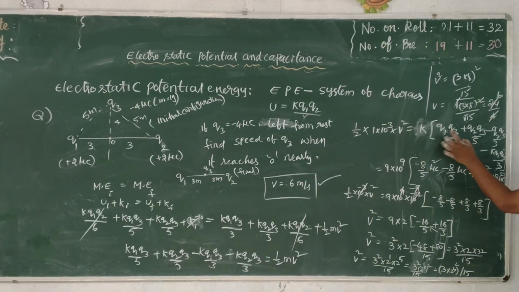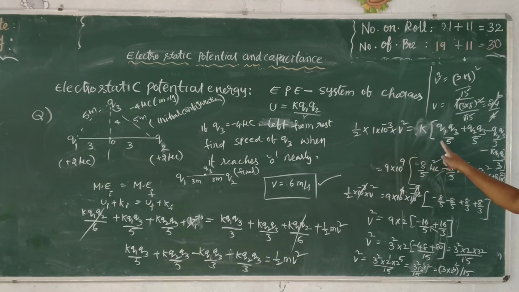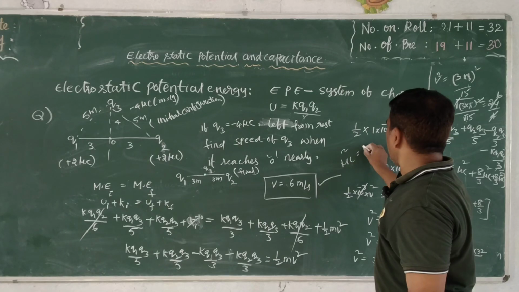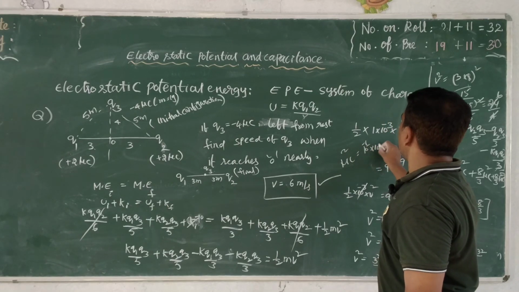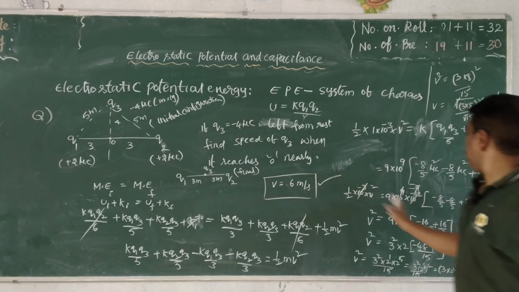Q1 Q3 by 5, Q2 Q3 by 5, Q2 Q3 by 5, 3, Q2 Q1 Q3 by 3. See here, Q1 means 2 microcoulombs. Q3 is minus 4 microcoulomb, means 4 2s are 8 microcoulomb into microcoulomb, microcoulomb square. Microcoulomb square can be written as what? 10 power minus 6 into 10 power minus 6. What do we get? 10 power minus 12. That's why here I write 10 power minus 12.